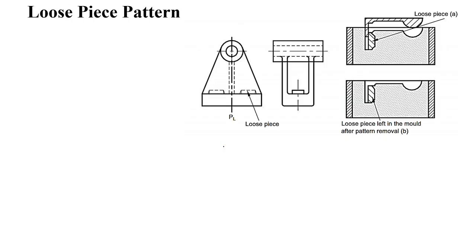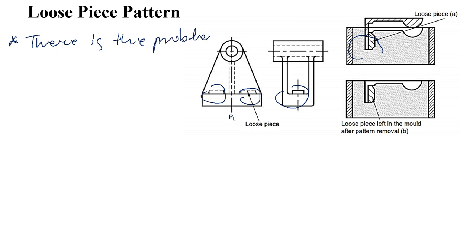So the next pattern is the loose piece pattern. Here you can see these are the loose pieces, and these are also loose pieces, and here also loose pieces. This type of pattern is used where the contour is like that. Here there is a problem.